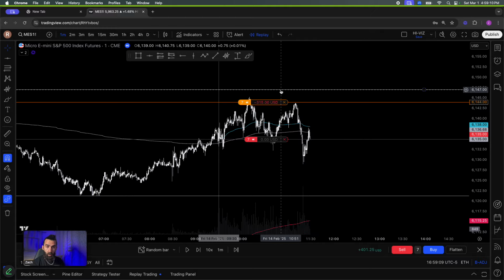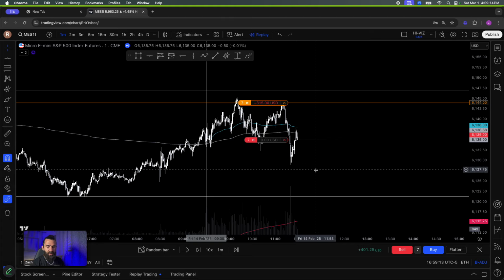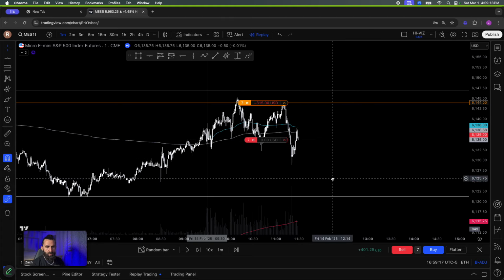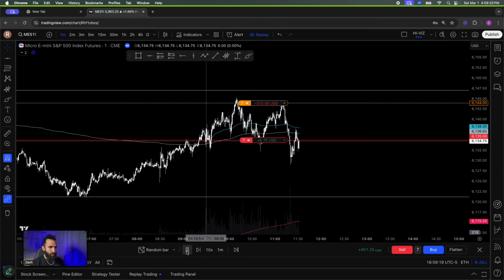We didn't want to come up towards overnight high. We didn't want to continue to the upside. Let's see if we can continue to the downside. If not, we get chopped. We give back some profit. We move on to the next day. Play this one forward.